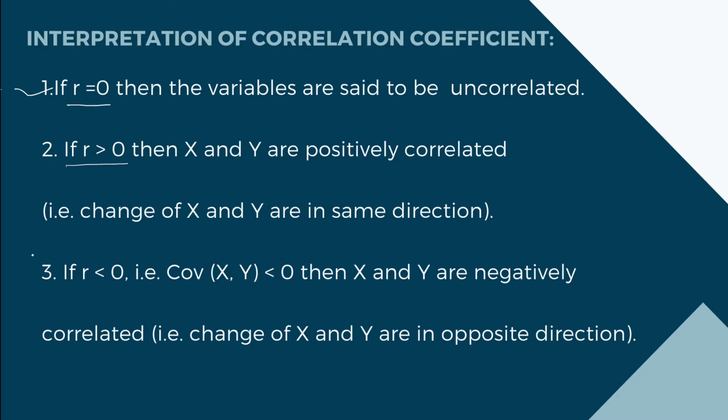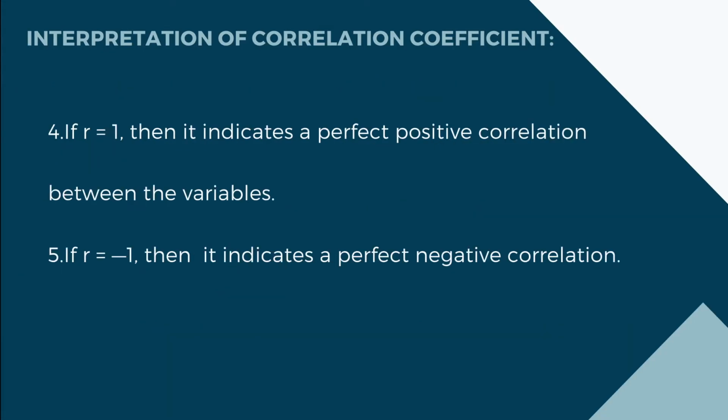Now we will start with the third interpretation. If r is less than 0, means covariance between x and y is less than 0, then x and y are negatively correlated. That is, change of x and y are in the opposite direction. In the opposite direction means if one variable increases, the other must decrease. Similarly, if one decreases, the other must increase. This is known as change in the opposite direction. This is the significance of r less than 0.